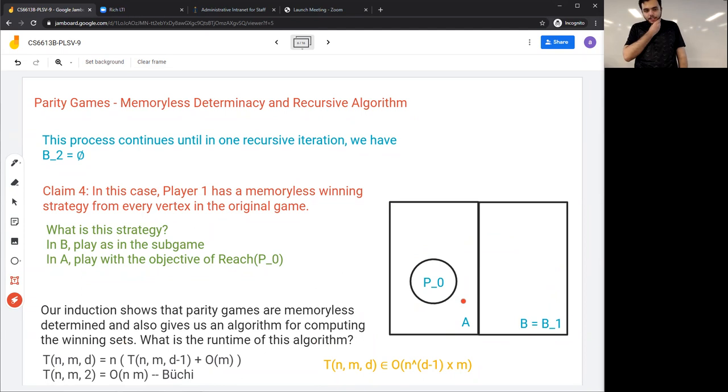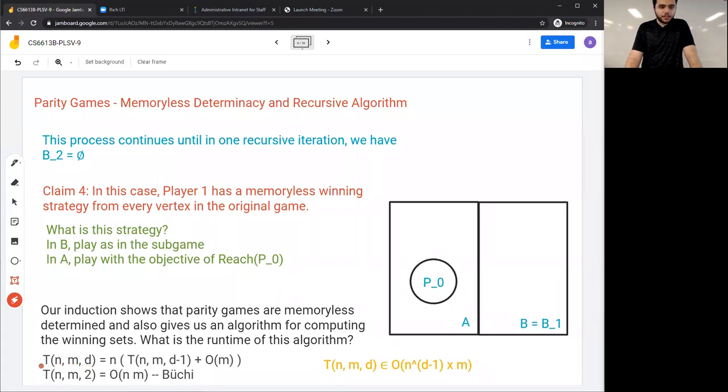Okay, so what is the runtime of this algorithm? And this is a very simple and classical analysis, and I'm not going to do this for you because it's just solving recursions, but basically you can write the runtime like this.